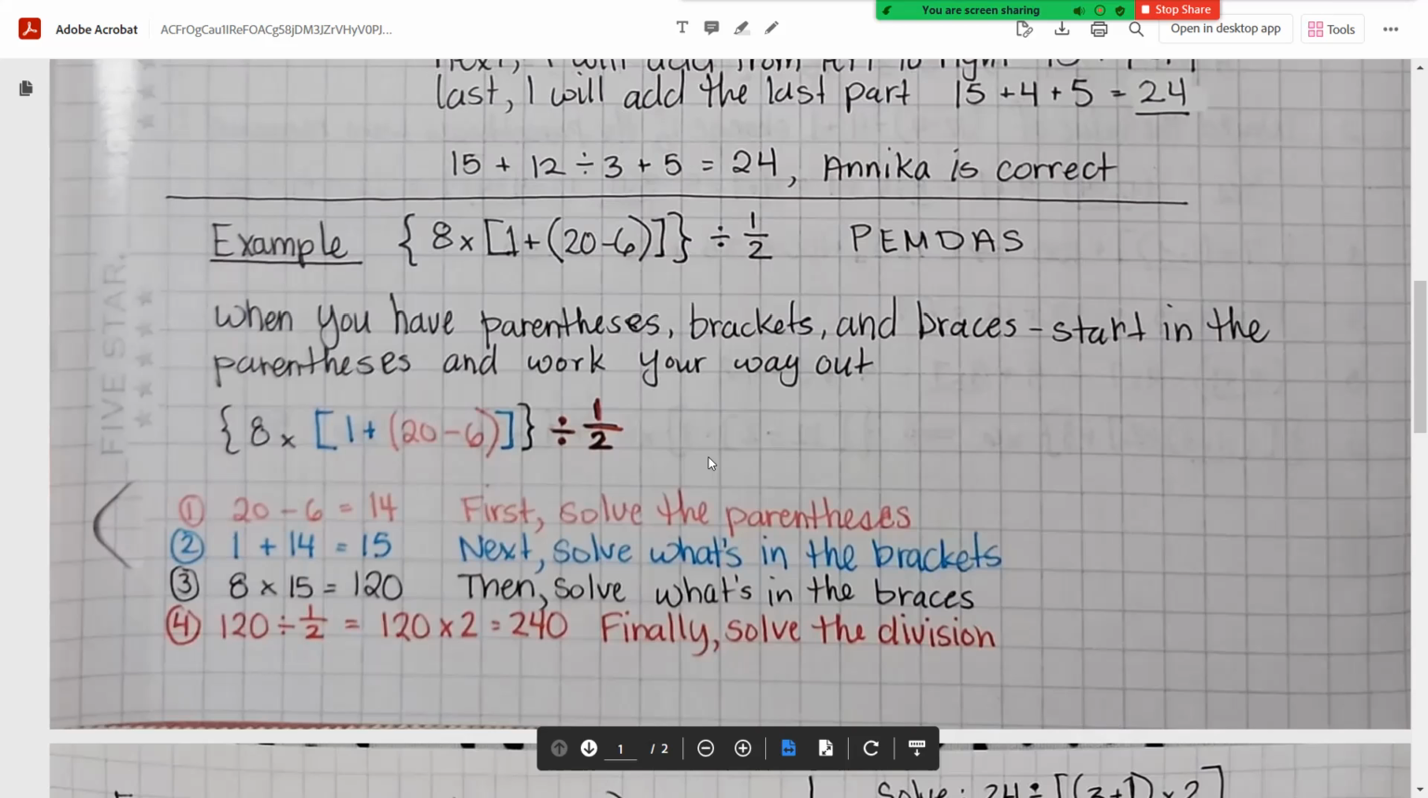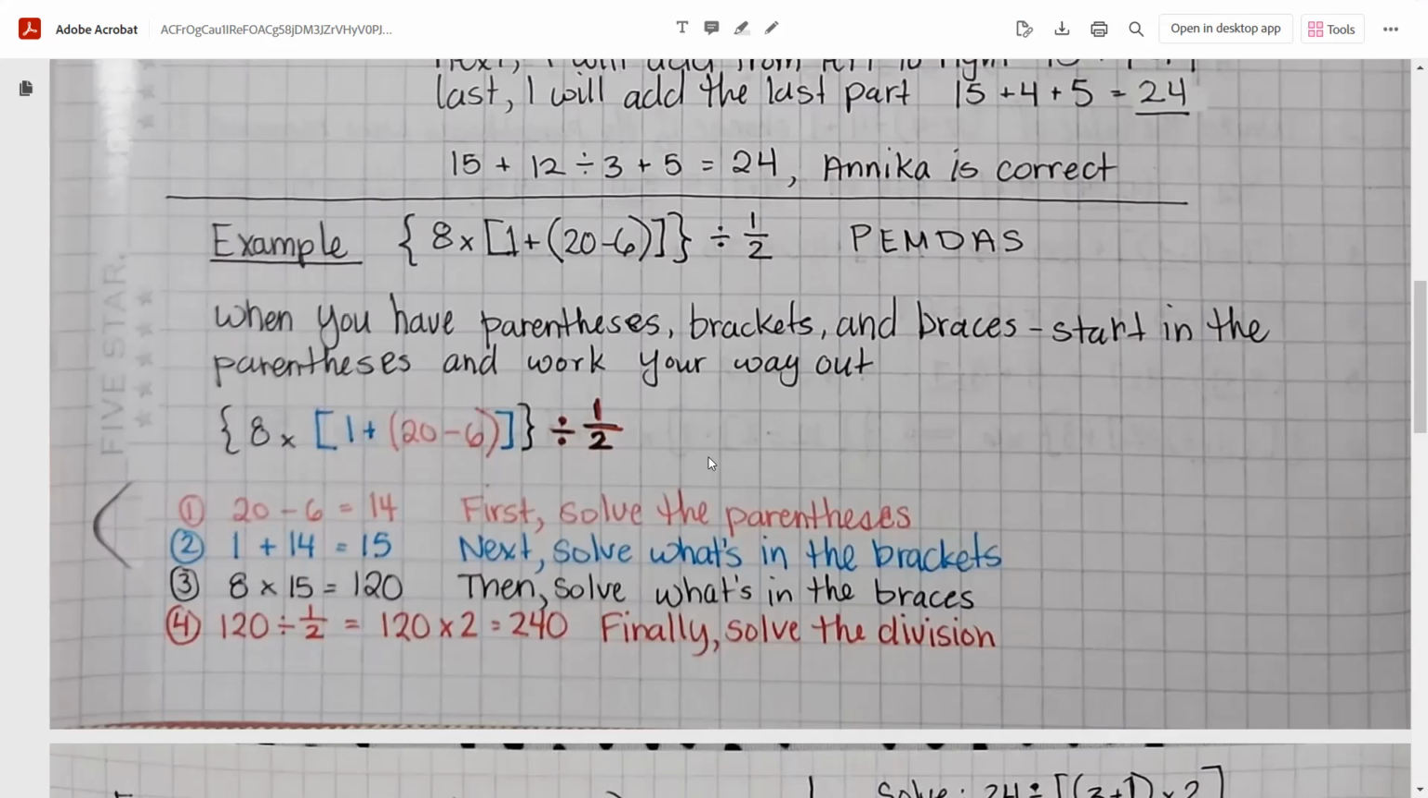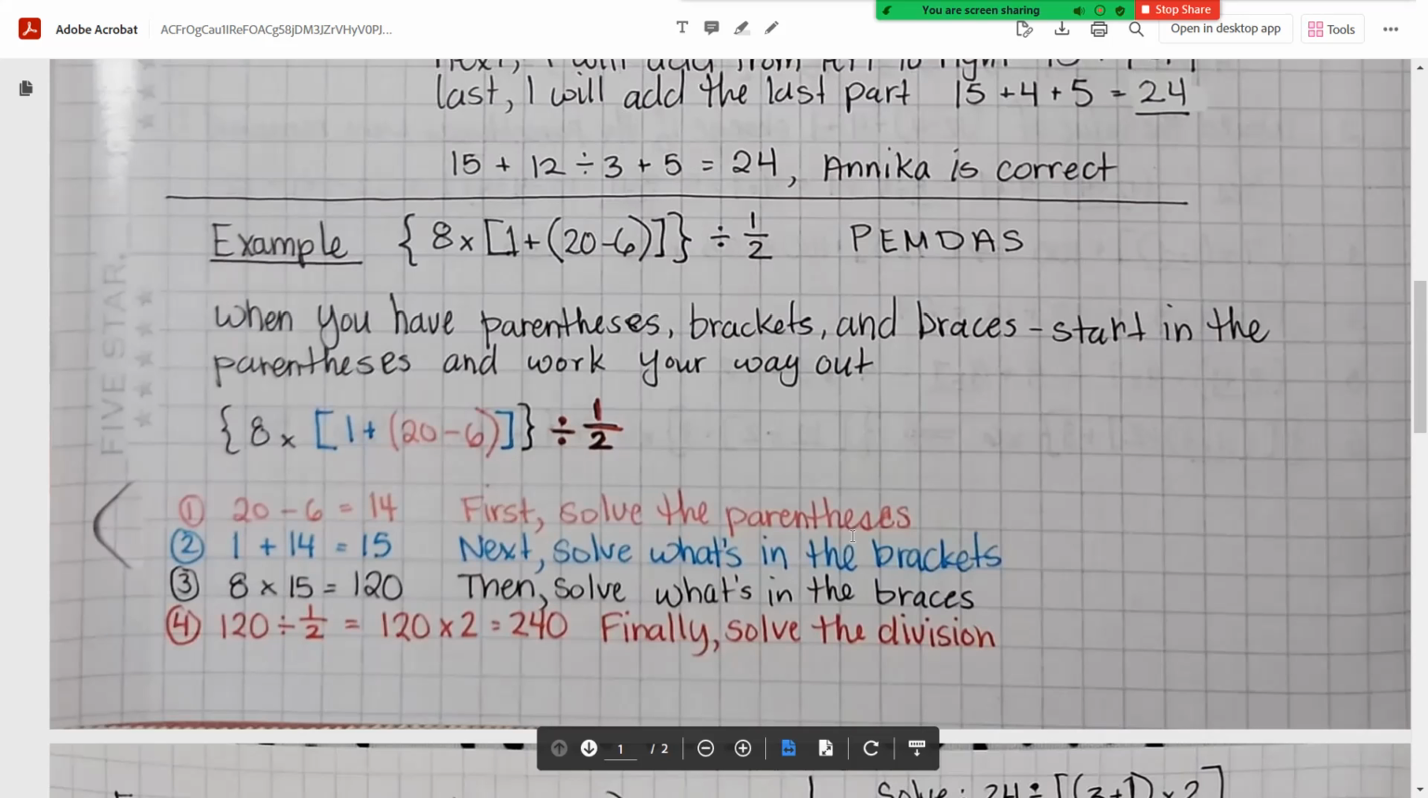So what does that mean? That means I'm taking my 120 and I'm cutting it into 1/2 size pieces. So what I'm essentially doing is doubling the number of pieces that I have because I'm cutting them into half size pieces. So 120 divided by 1/2 is the same thing as saying 120 times 2 equals 240. So now that we solved that final step, now we're done answering our question. So we worked from the inside out a little bit at a time and then did our final operation.